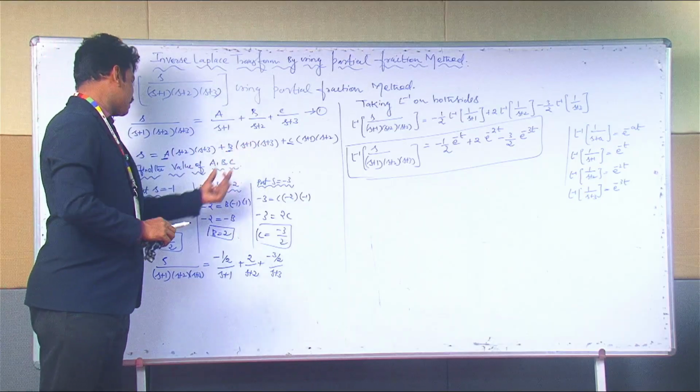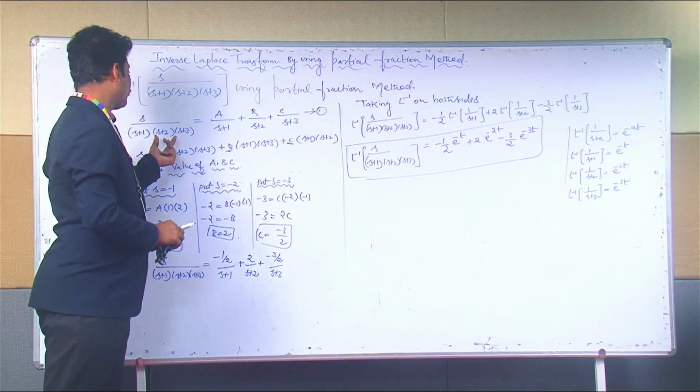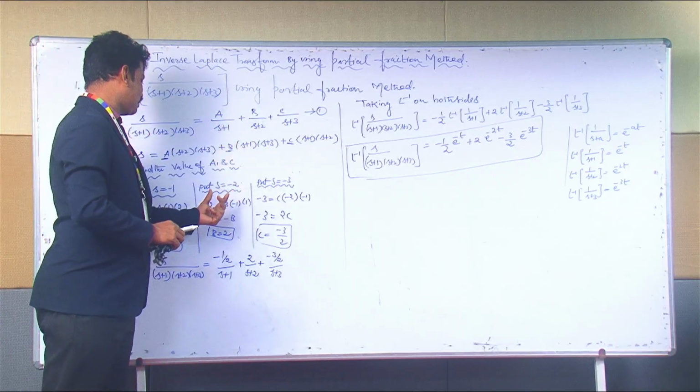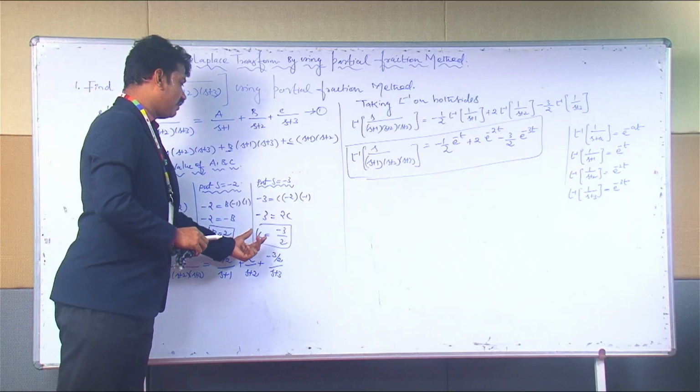You have to substitute in this term. Finally, we will get A. So the second term, S is equal to minus 2. You have to substitute in this term. We will get B. You have to substitute the third one. And finally, we will get C.